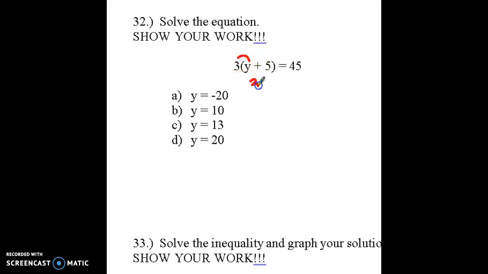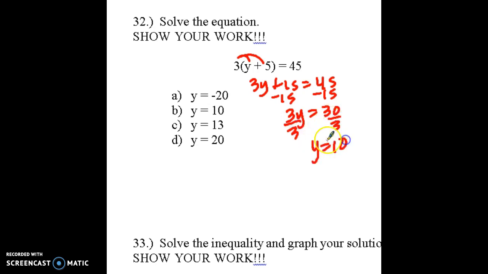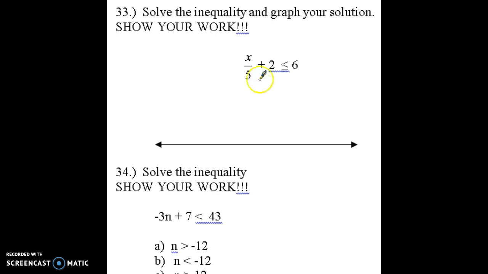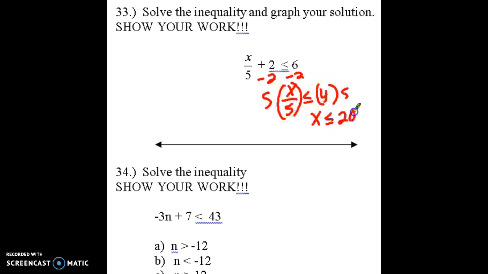Distribute. 3 times y is 3y. 3 times 5 is 15. Subtract 15 from both sides. 3y equals 30. Divide by 3, and y equals 10. Subtract 2 from both sides. X divided by 5 is less than or equal to 4. Multiply by 5. X is less than or equal to 20. So you put a closed circle on 20, and then shade everything that is less than 20.